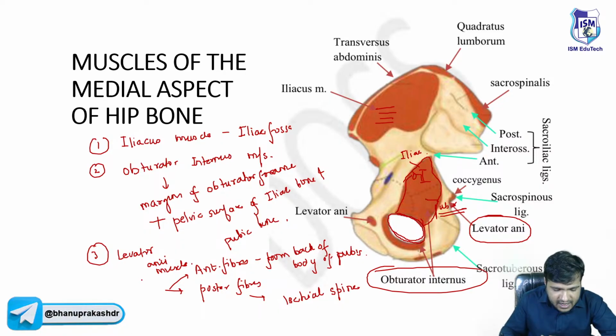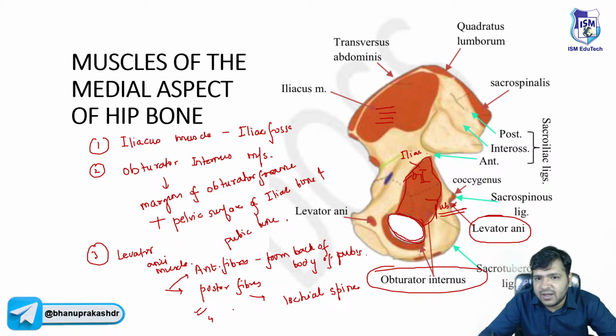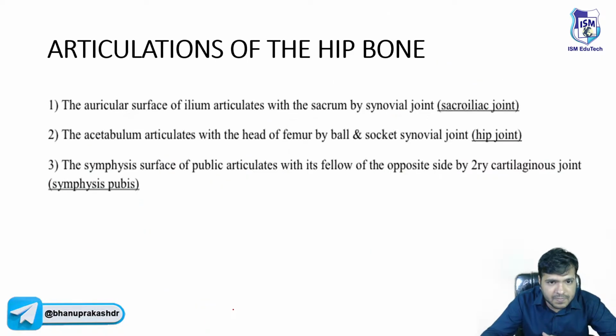Yes, and the last one that you have to remember is the coccygeus muscle. I have already discussed this. It is arising from the ischial spine only. Okay, coccygeus muscle, I have already told you, it is arising from the ischial spine only, right? So yes, that is about the muscles of the medial aspect of the hip bone. Okay, now coming on to the articulation.